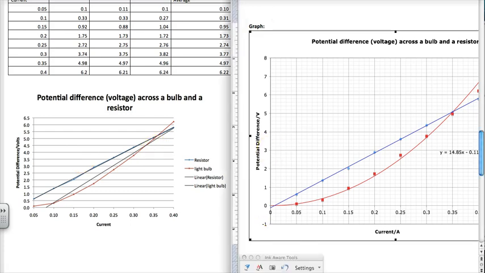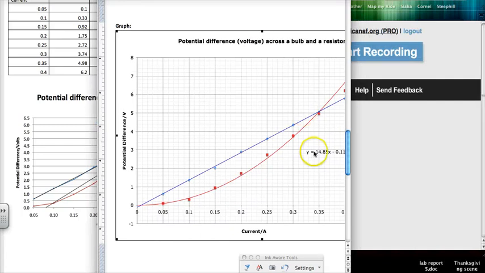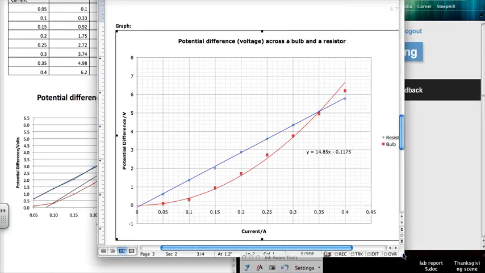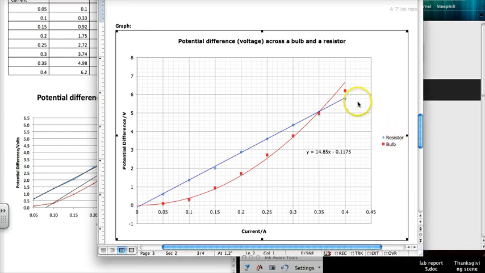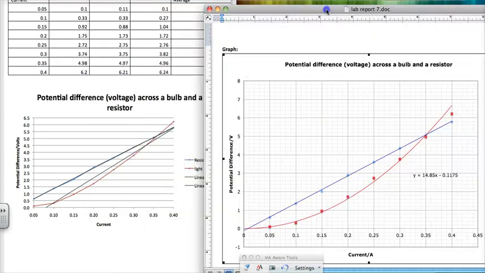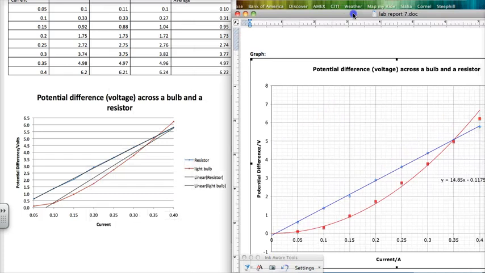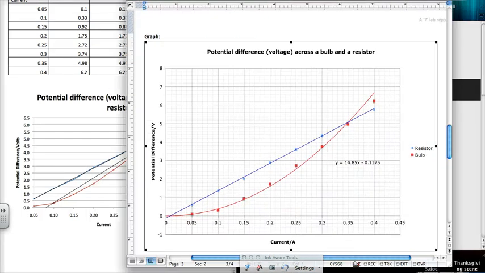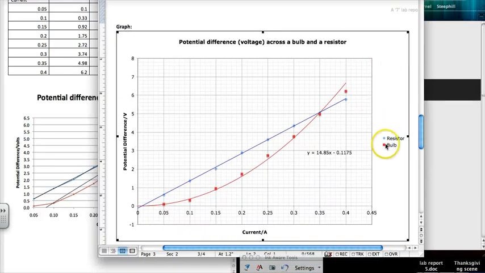Let's take a look at the other one, which is worthy of a 7. So this one here, we have a key as well. We don't need the key for the linear resistor and linear light bulb. We can delete those. We've just got the key for the points, data points.